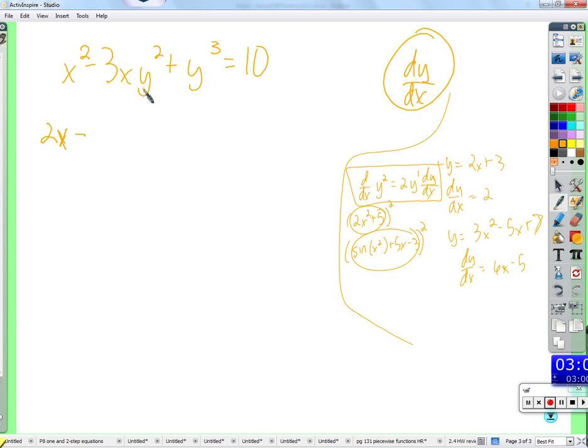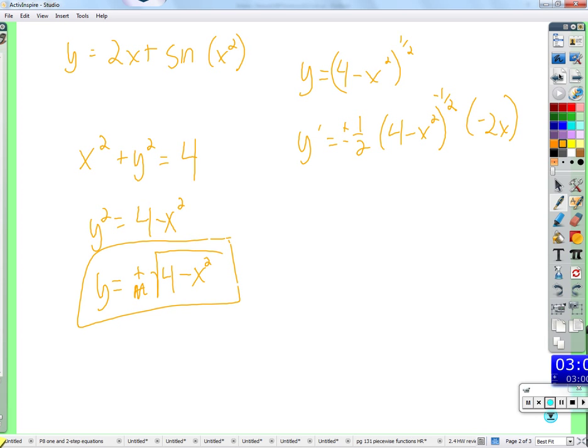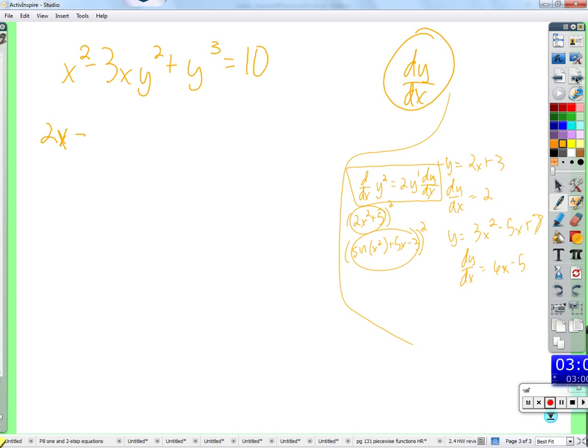If we wanted to take the time, we probably could get y by itself, like we did back here, and take the derivative that way. But there are times when y is unsolvable. You cannot solve for y. You cannot get y by itself. And even if you could, it'd be much easier to do what we're about to do. We have a function of x and another function of x, and they are being multiplied, so we need a product rule.